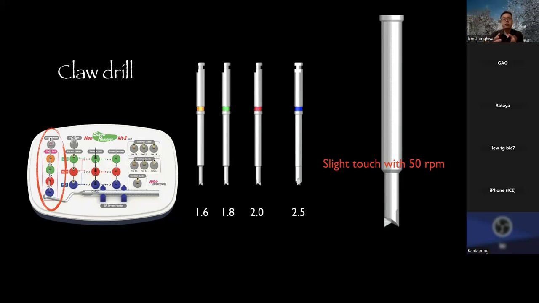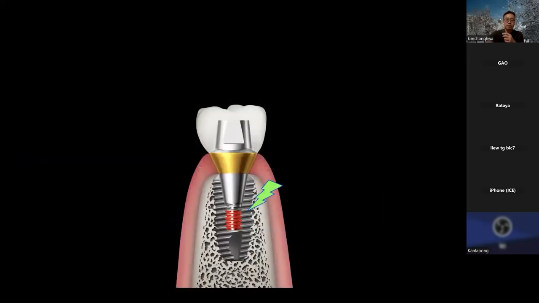So this drill is designed to catch the top surface of the broken screw, and it works pretty much the same as the Explorer or any of those hand instruments we just discussed. So you need to use this drill at very low RPM, like 50 or even slower. So let me show you how it works.